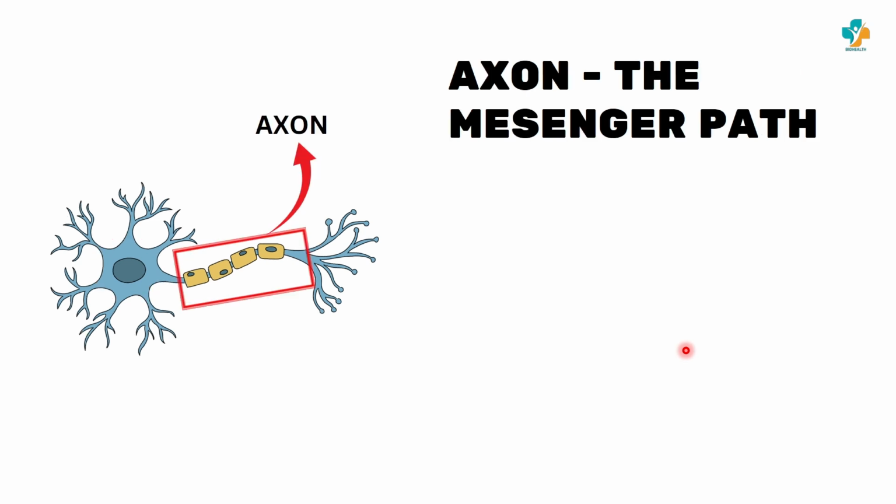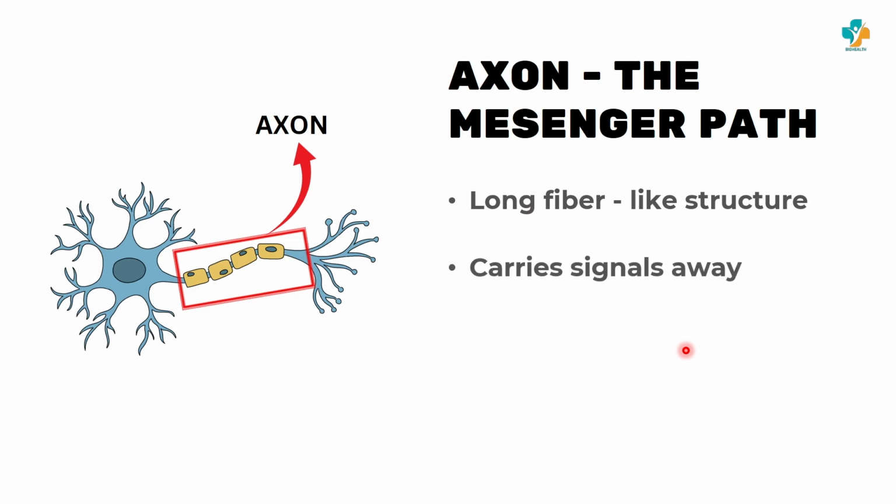the axon. The axon is a long cable-like structure that carries the message away from the cell body. It's the neuron's highway, delivering the signal to other neurons or muscles. Some axons are just a few millimeters long, while others, like those reaching your foot, can be over a meter long. But to move a signal this far, neurons need something to boost speed.